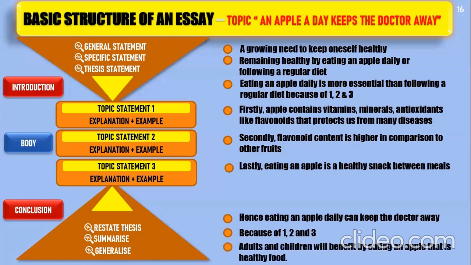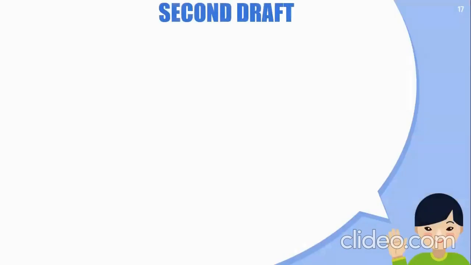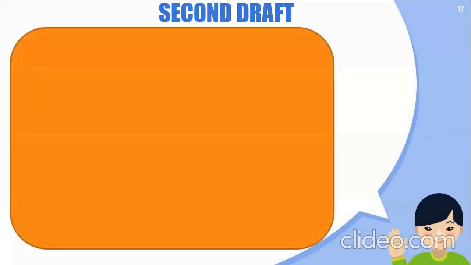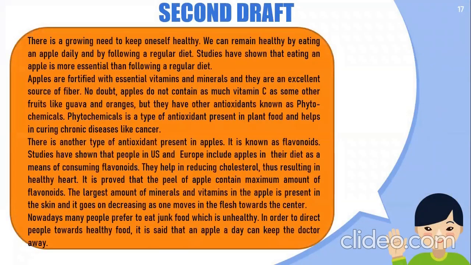So having modified my basic structure of an essay, now I can go on writing the second draft of the essay. So here I have written the second draft, and as you can see, I have modified my second draft to a large extent. There is a growing need to keep oneself healthy. We can remain healthy by eating an apple daily and by following a regular diet. Studies have shown that eating an apple is more essential than following a regular diet.